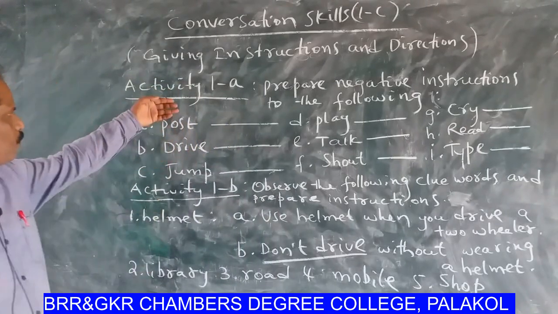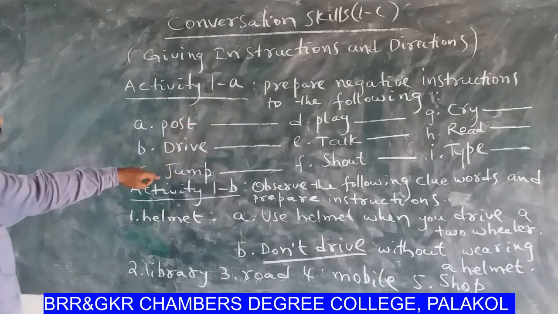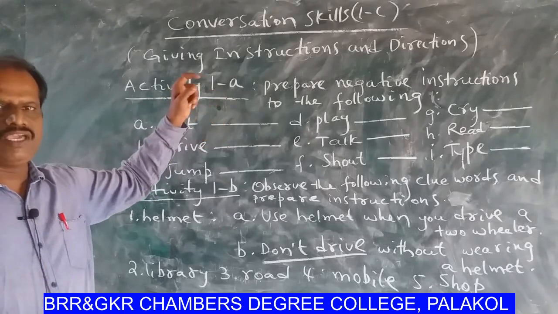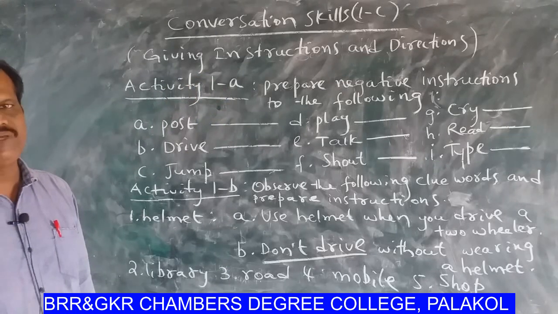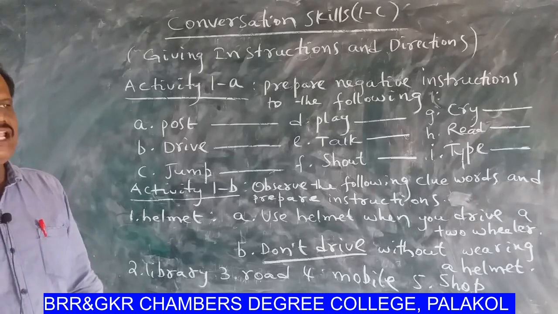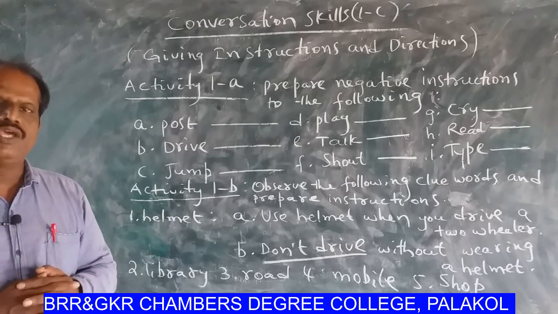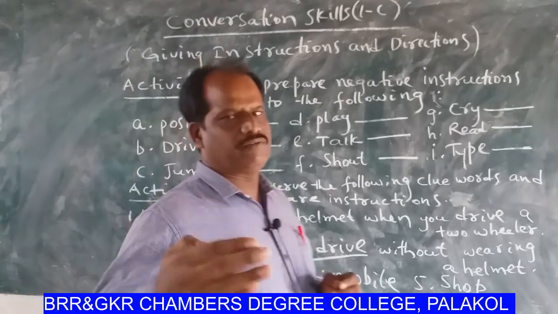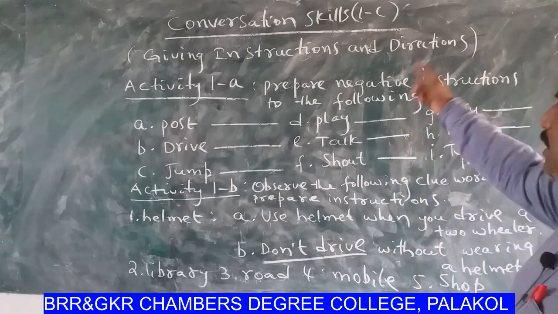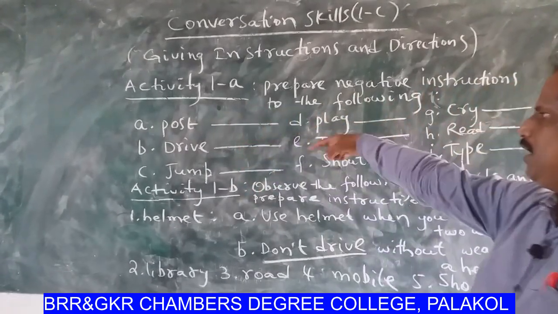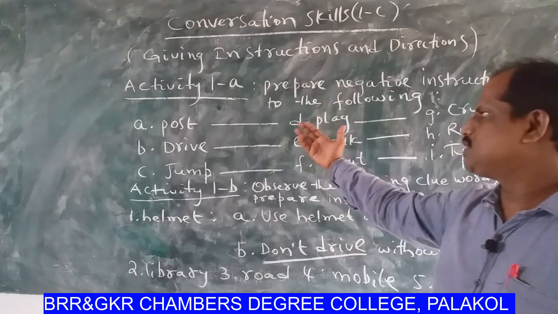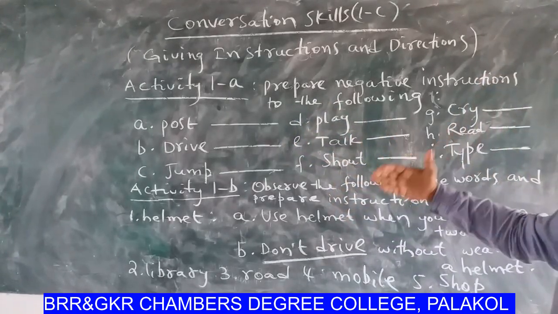Now this is activity 1A, which deals with instructions. Primarily we came to know that instructions can be in the form of pictures, and instructions can take the written form also. Widely we use written form, but often we also use pictures instead of the written form. This point we have to keep in mind. Pertaining to that, we have done activity 1A by making all these instructions negative, by adding the negative do form, that is, don't.